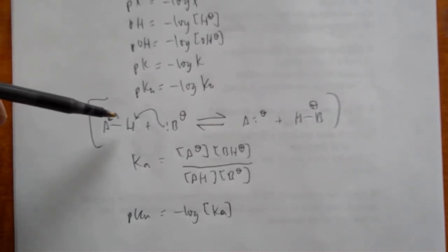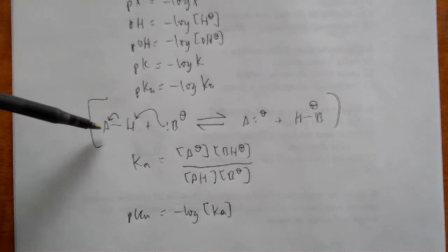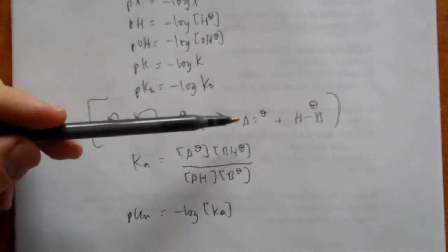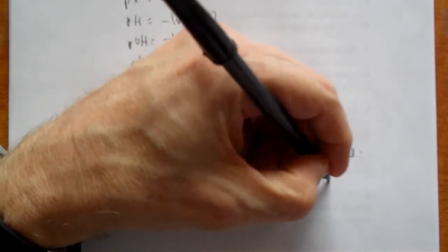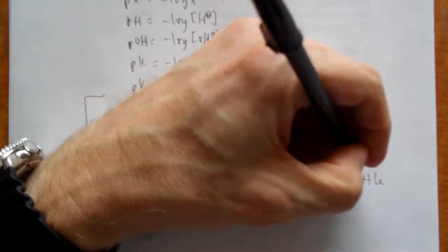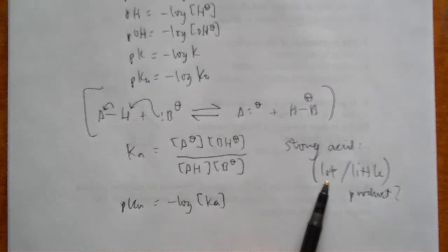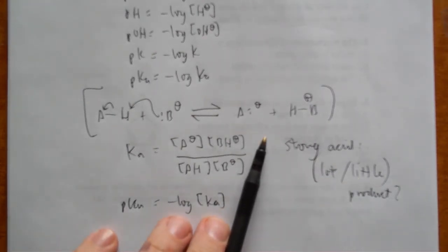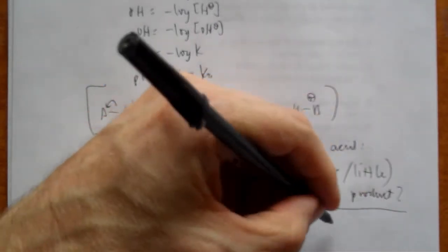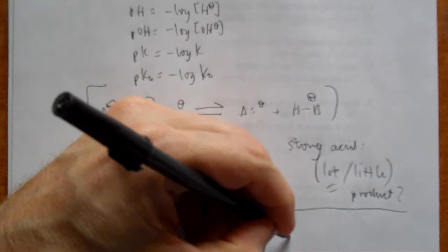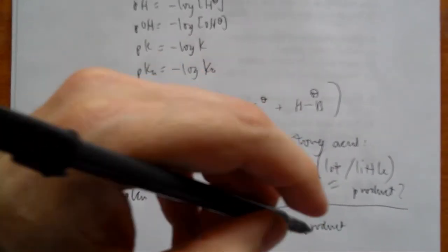So look at this. If this is a good acid, if it's a strong acid, would you expect there to be a lot or little of the product? Would you expect to be a lot of the product or a little of the product if it's strong? Okay? Alright, the answer is a lot.